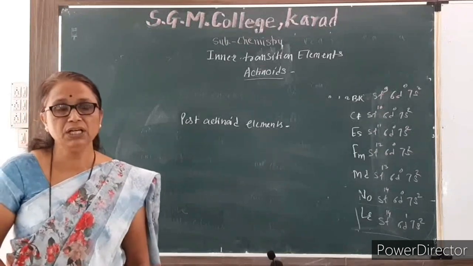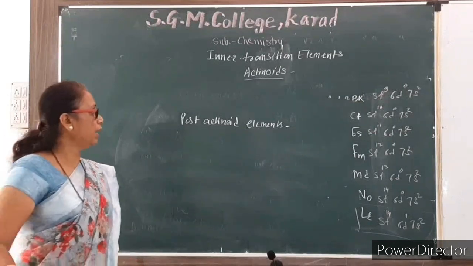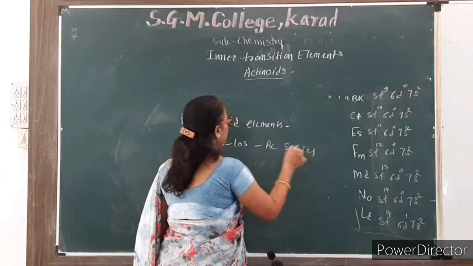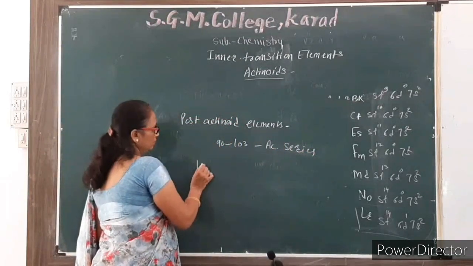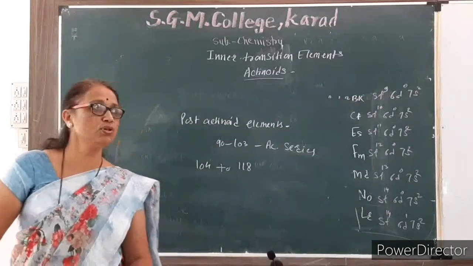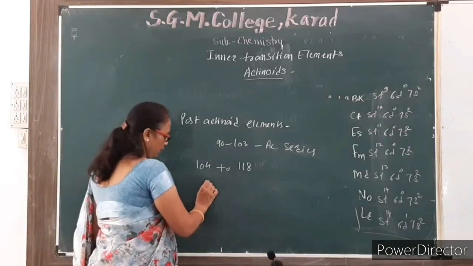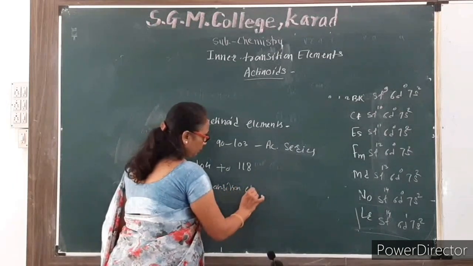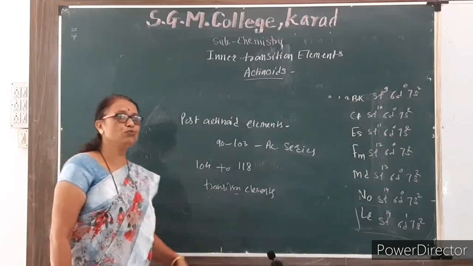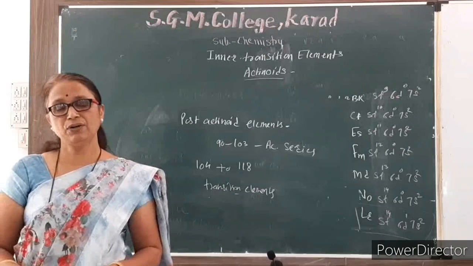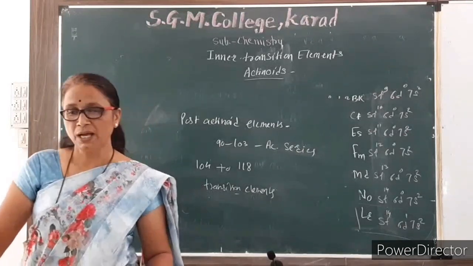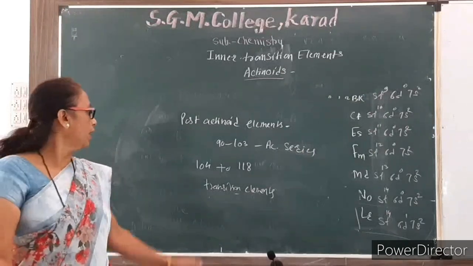The actinoid series starts with thorium, atomic number 90, and ends with atomic number 103. Post-actinoid elements, that means after the actinoid series, atomic numbers 102 to 118, are called the post-actinoid elements. These post-actinoid elements are transition elements. These are transuranic elements, man-made or synthetic elements, and radioactive elements also. As their half-life is very short, they have short lives, so it is difficult to study their chemistry.